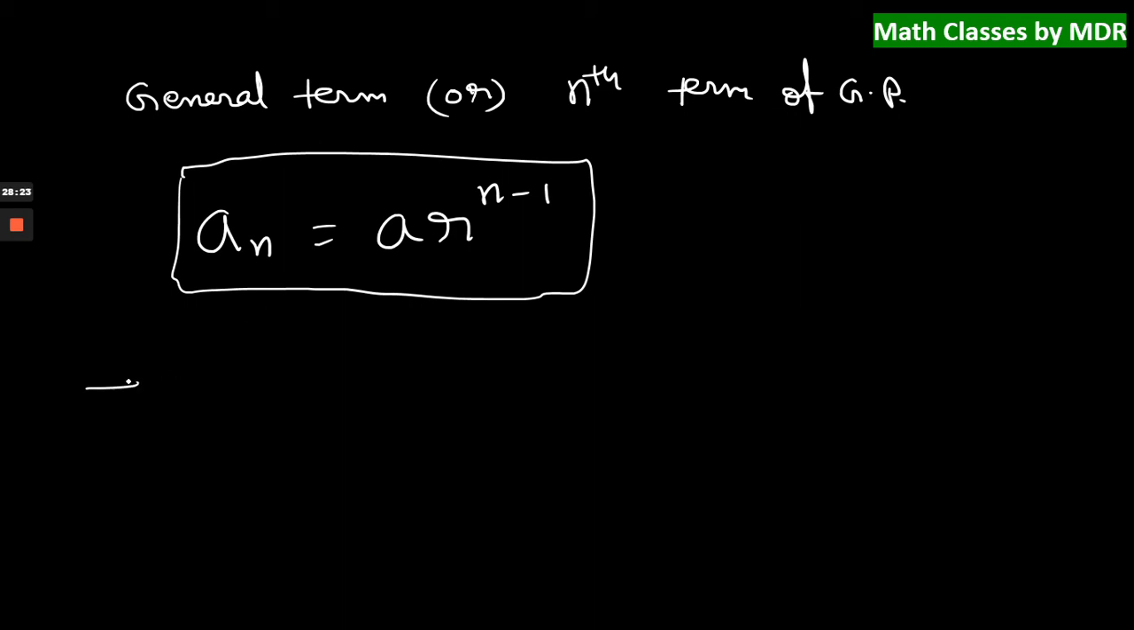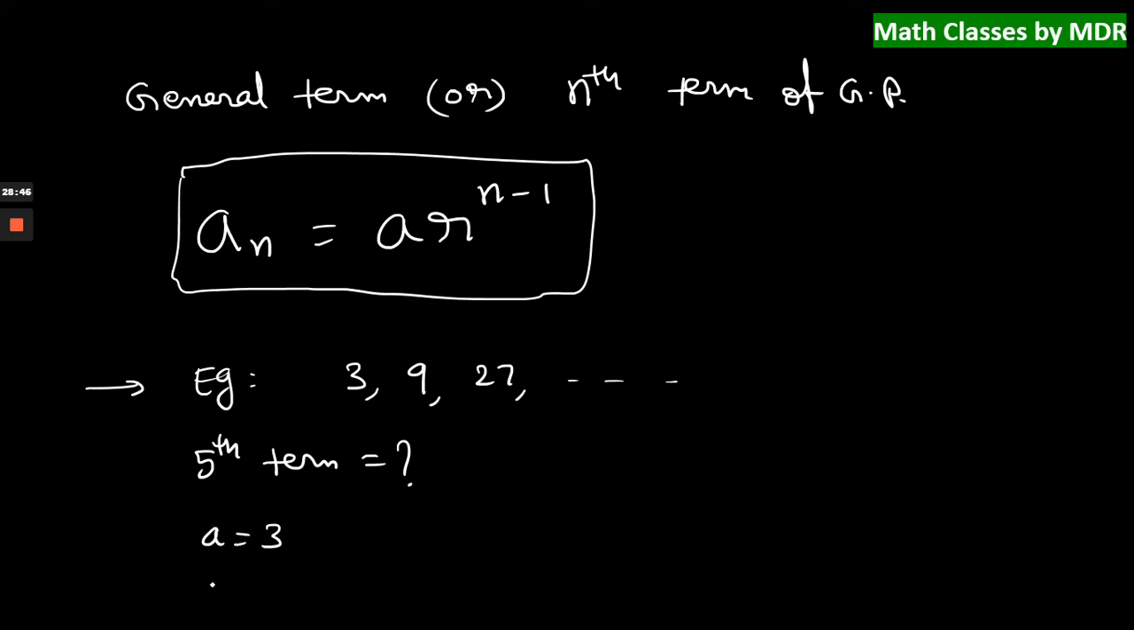Can we take some example to solve this? For example, we have 3, 9, 27, and so on, right? Let us see what is the fifth term of the sequence. If you want to find the fifth term, how to get it? We take A equal to 3, the first term, and R, the common ratio, is also equal to 3. Therefore n is 5, so A5 is equal to 3 into 3 to the power 5 minus 1.